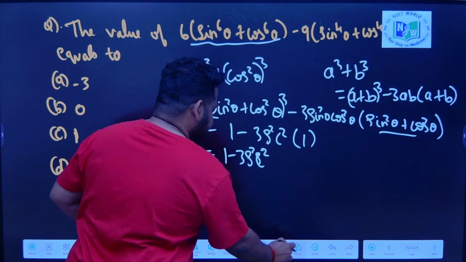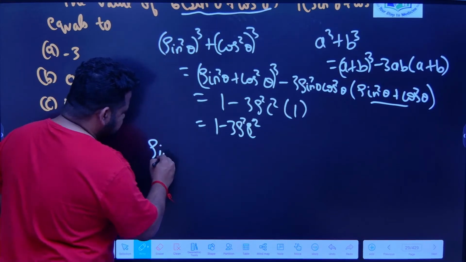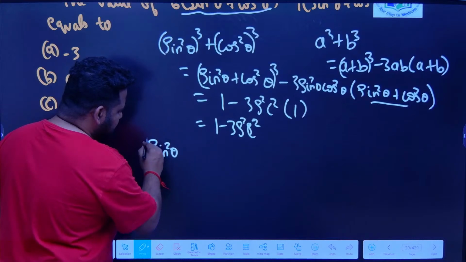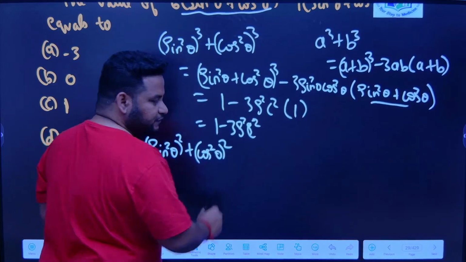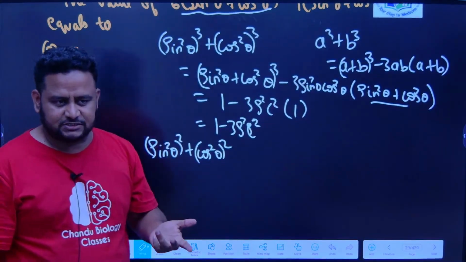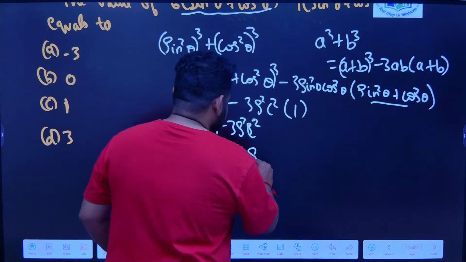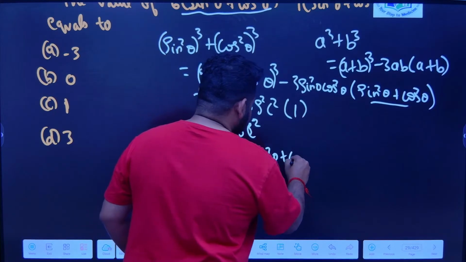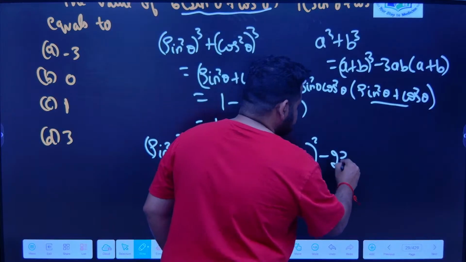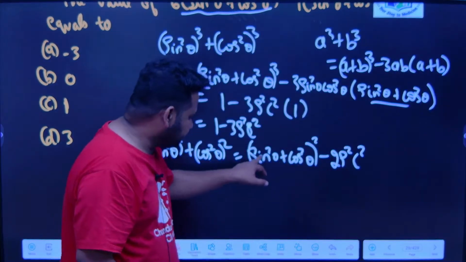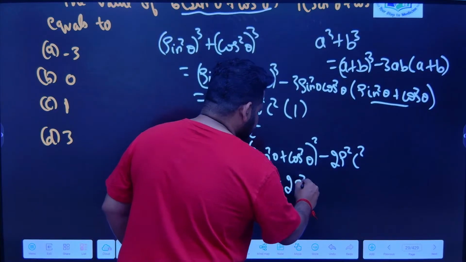So what do I have here? Sine power 4 theta. Forget about 9. They have given sine power 4 theta. I can write it as sine square theta whole square plus cos square theta whole square. Just now we wrote for the previous question, a square plus b square is a plus b whole square minus 2ab. So this I can write as sine square theta plus cos square theta whole square minus 2 into sine square theta cos square theta. This is nothing but equal to what? 1. So this I will get as 1 minus 2 s square c square.